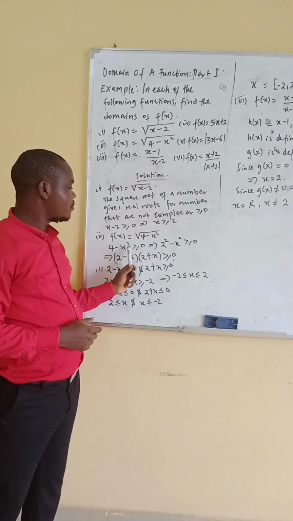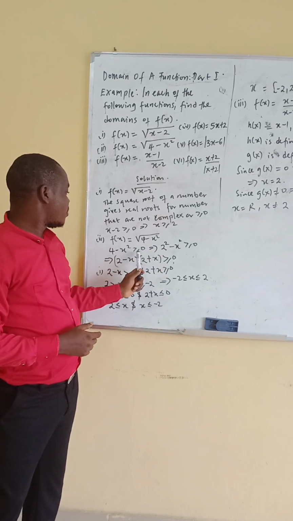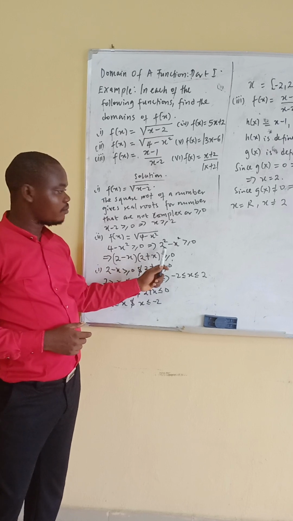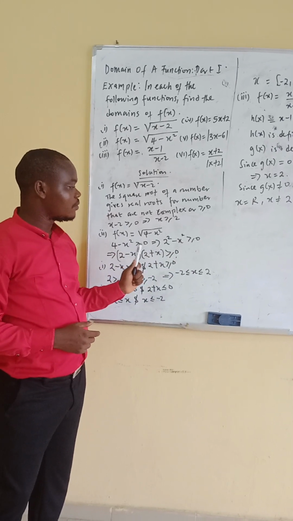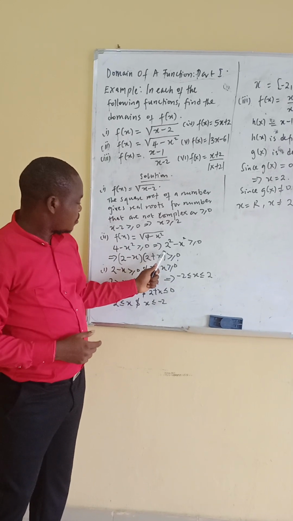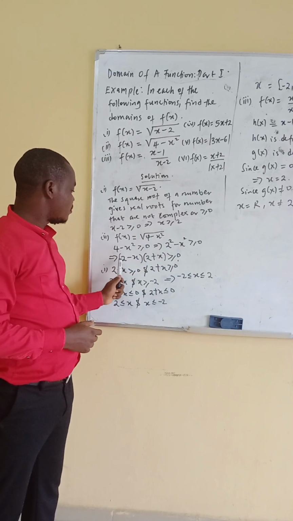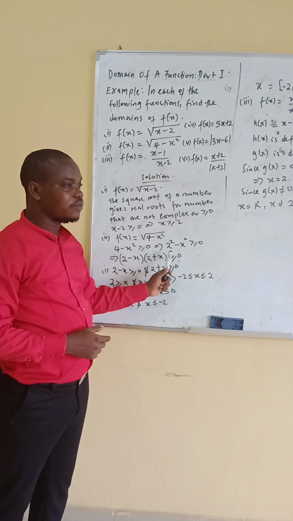Now, for f of x equals root 4 minus x squared, 4 minus x squared is greater than or equal to 0, implying that 4, which is the same thing as 2 squared, minus x squared is greater than or equal to 0. Now, you talk about the difference of two squares. 2 squared minus x squared is greater than or equal to 0, implies that 2 minus x all times 2 plus x is greater than or equal to 0.